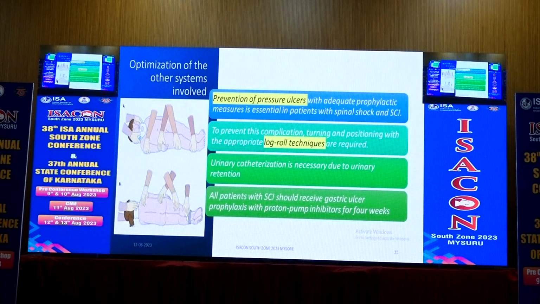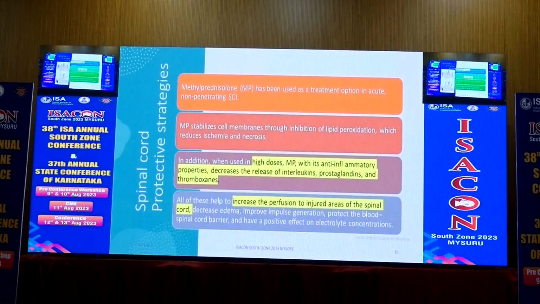And the next important thing is prevention of the pressure ulcers with prophylactic measures. And whenever you want to move your patient, use your log roll technique. And as mentioned earlier, urinary catheter, maintain your IO charting. And all these patients should also receive your gastric ulcer prophylaxis with proton pump inhibitors for at least 4 weeks.